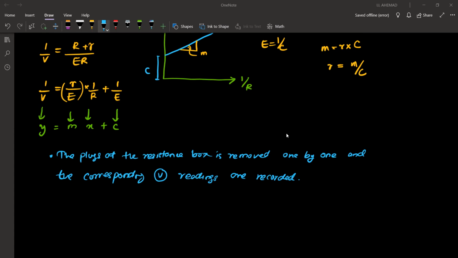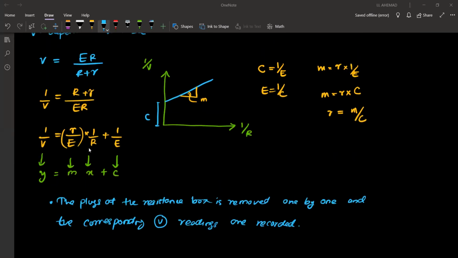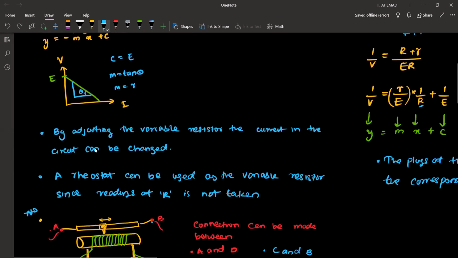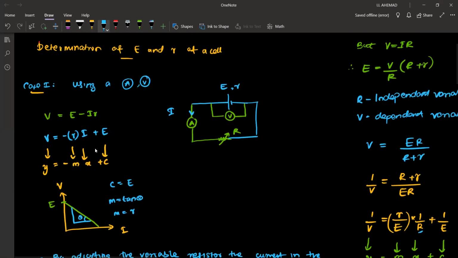We use a resistance box if we want to get the value of the resistance. So here, do we need the value of resistance? Yes, we do, right? Because we want to get the reading of R. Therefore, here we use a resistance box. But in the first case, do we measure the resistance? No, we didn't measure the resistance. Then we can use a rheostat. Okay.